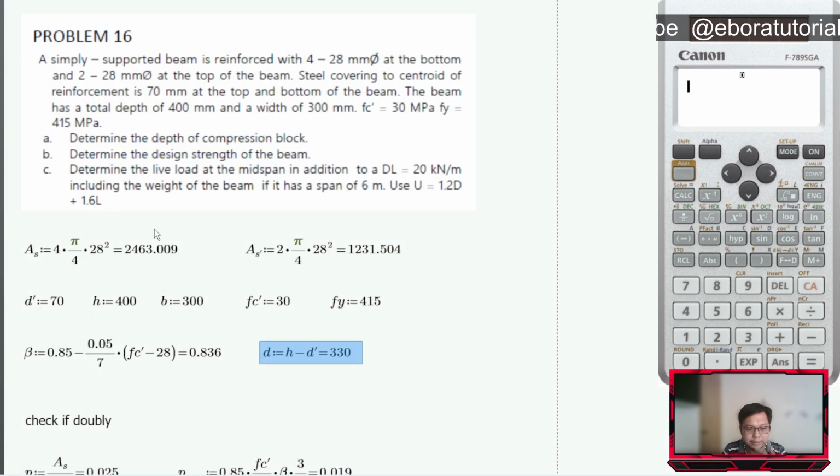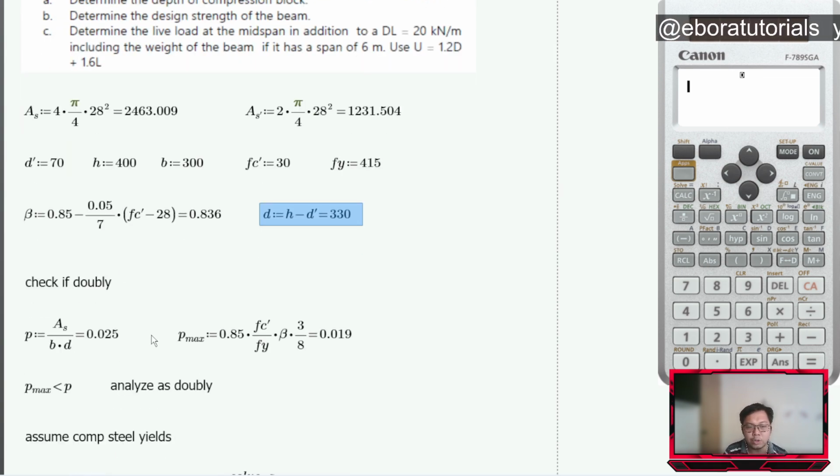Sige, so balik tayo dito. So, first, check natin if doubly reinforced or singly. Notice, ang rho actual is As over bd, which is 0.025, while ang rho max is 0.85 fc' over fy times beta, 3 over 8. Again, this is 3 over 8 for the new NSCP. So, we have ang rho max na 0.019.